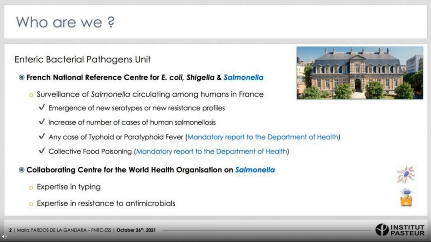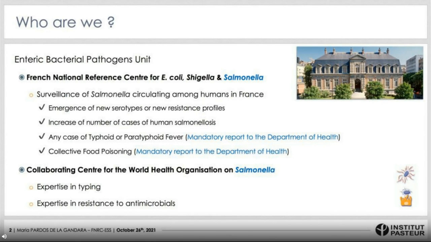The Enteric Bacterial Pathogens Unit is a research unit in Institut Pasteur that hosts two important centers regarding Salmonella. First, the French National Reference Center, in which our main activity is to keep the surveillance of Salmonella circulating among humans in France. We receive about 10,000 samples every year, specimens. We track the emergence of new serotypes and new resistance profiles in these Salmonella isolates, and we monitor the increase of number of cases of human salmonellosis.